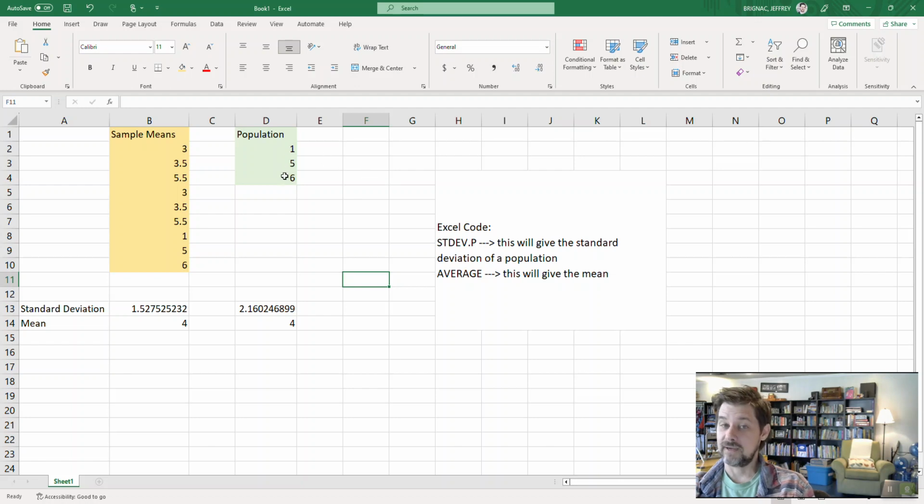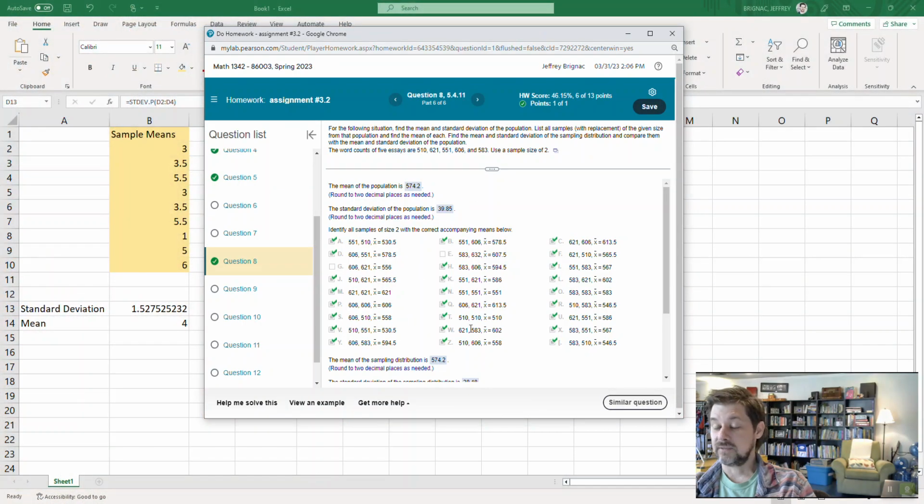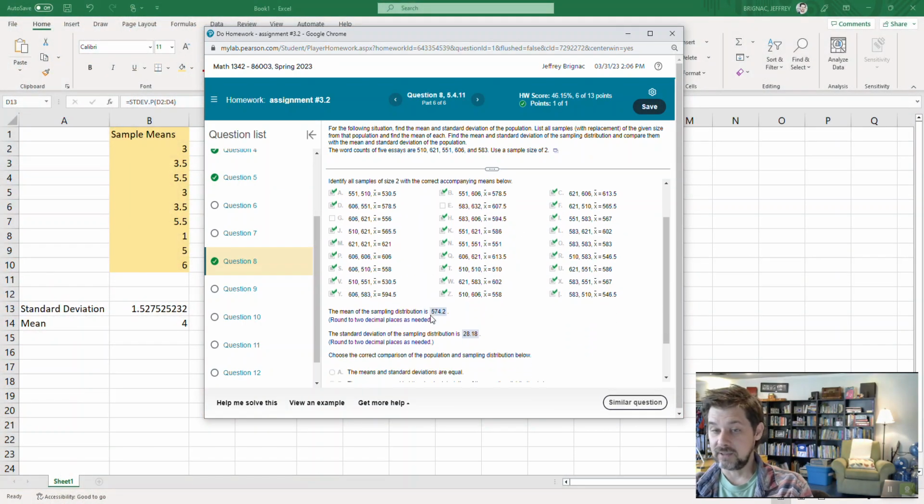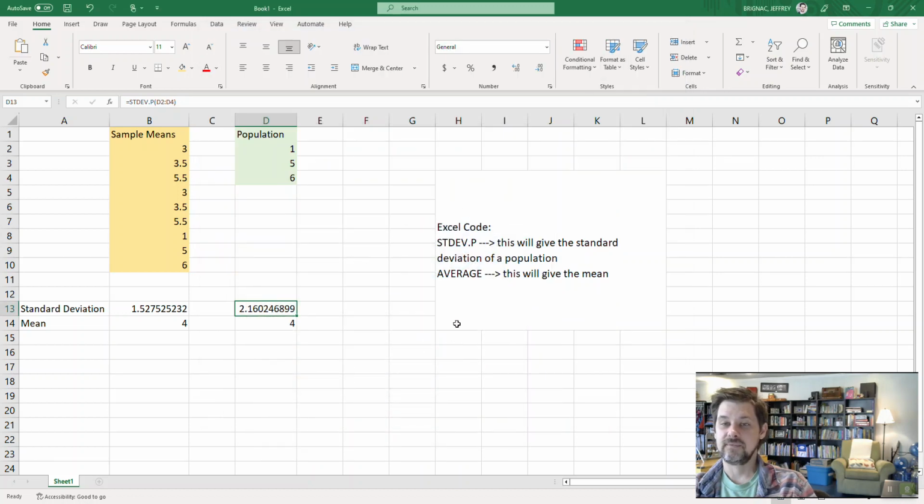My population was 1, 5, and 6. If you type average and then drag over these columns, it'll find the average of those numbers. That's what we've been calling the mean in our class. In Excel, you type average. If you type stdev.p, like that, that will give you the standard deviation of a population. Now some other fine print: the standard deviation of a sample and of a population are different. In my video where I solve this problem, I'll explain how you can use StatCrunch to find the numbers that you want. But for now I'm going to use Excel.